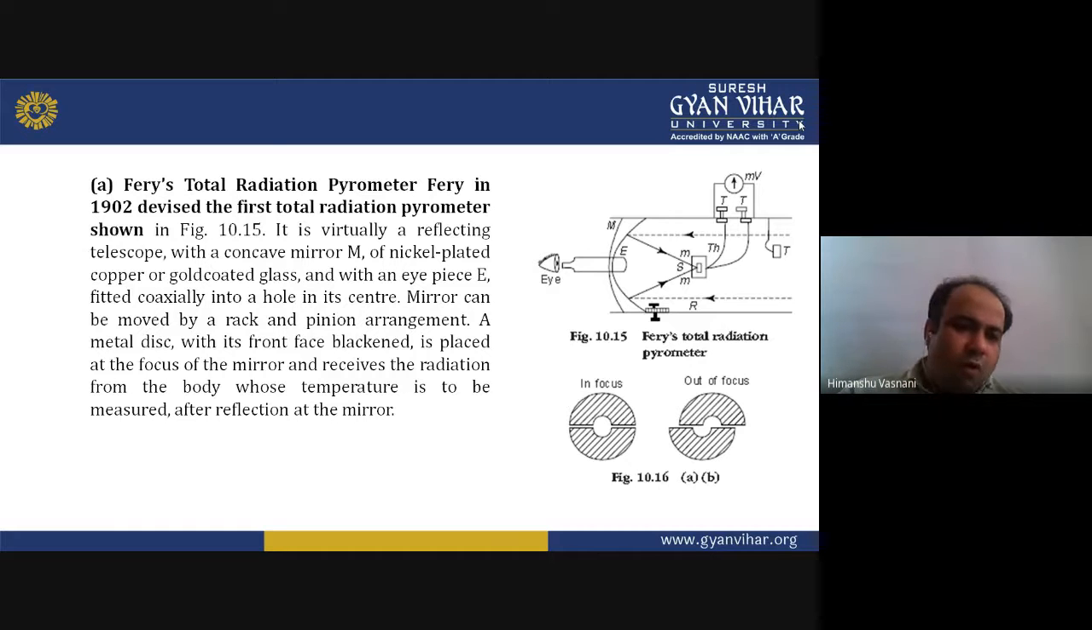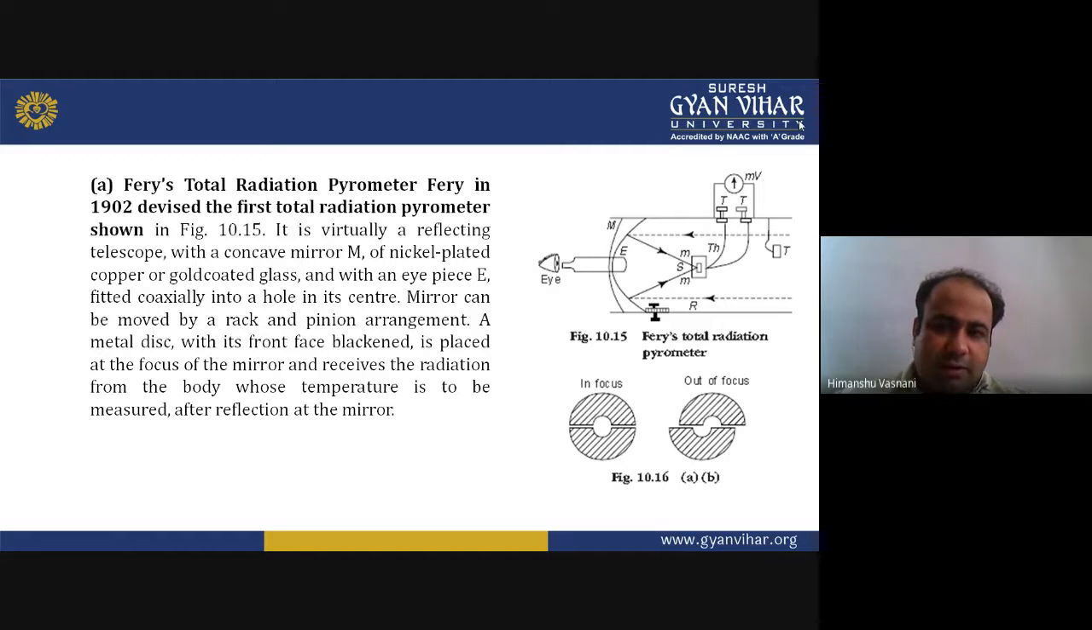Now the mirror can be moved by the rack and pin arrangement. A metal disc with its front face blackened is placed at the focus of the mirror and receives the radiation from the body whose temperature is to be measured after reflection at the mirror.